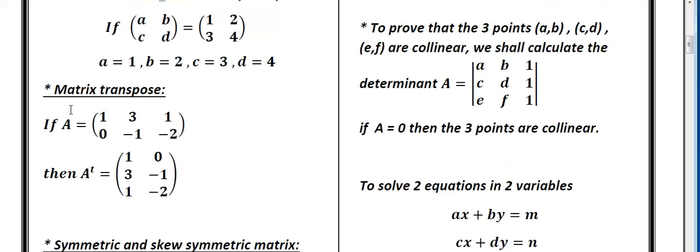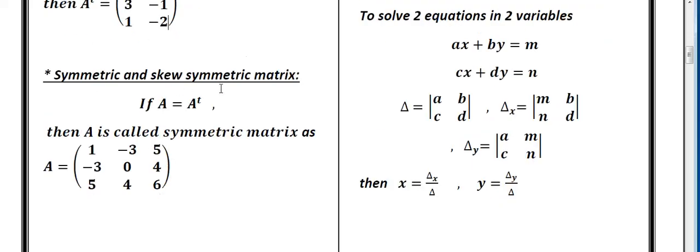Look at the matrix transpose. The matrix transpose rotates the rows: 1, 3 and 1 becomes the column 1, 3, 1, and 0, negative 1, negative 2 becomes the column 0, negative 1 and negative 2.